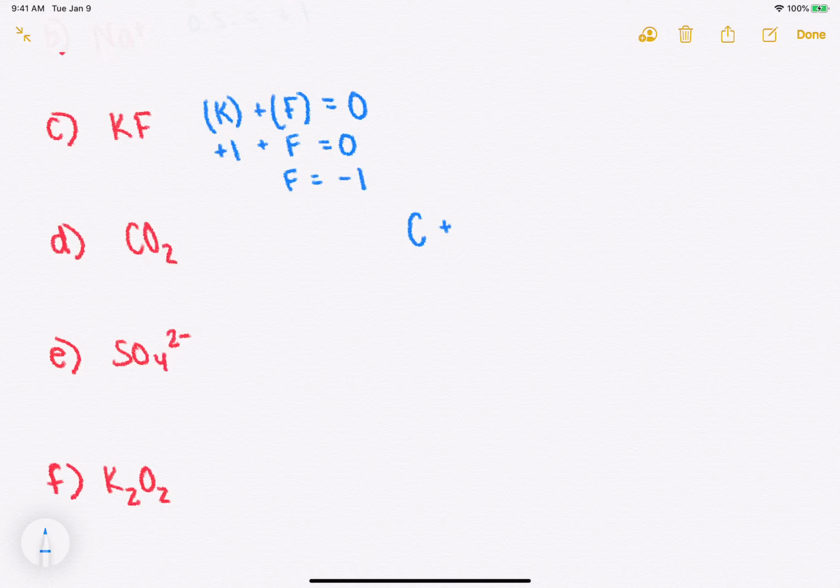plus 2 times the oxidation state of the oxygen, because there are 2 oxygens, and each one has its own individual oxidation state. And that is going to equal 0. And I'm actually going to change my abbreviation here because it looks like 2 times 0 plus C equals 0, so I'm just going to abbreviate that as OX for oxygen.